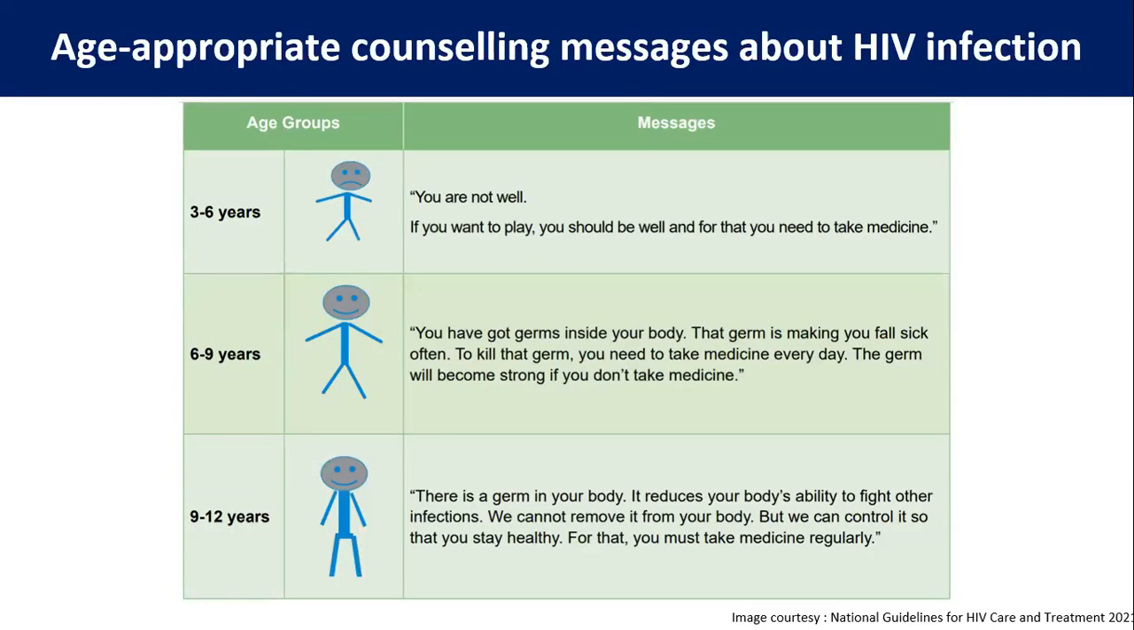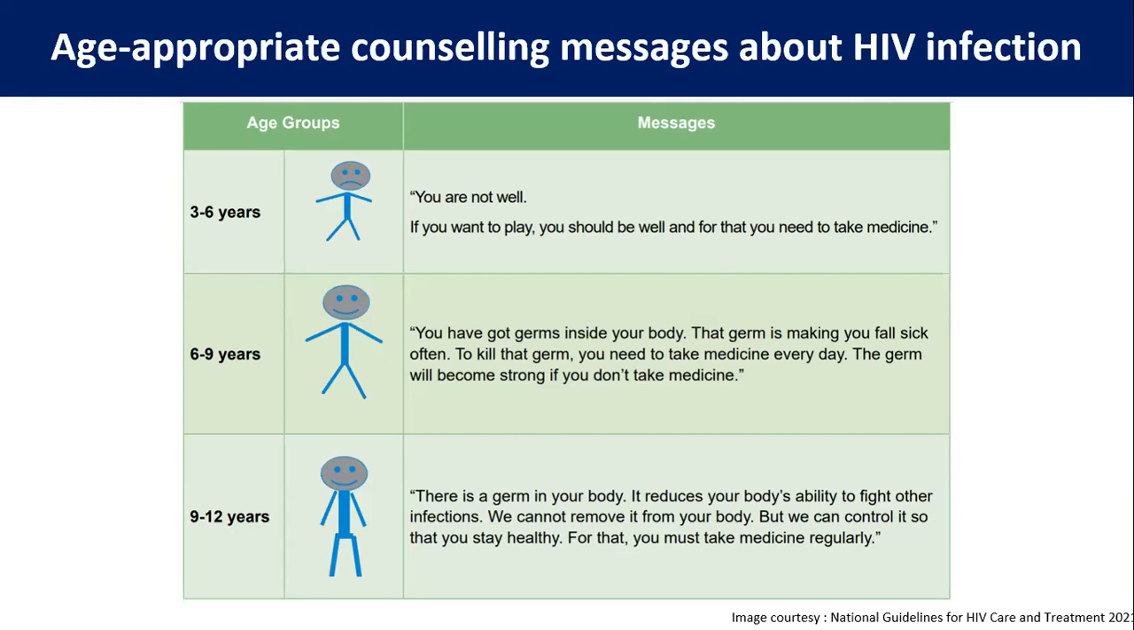So the examples: for 3 to 6 years, you are not well. If you want to play, you should be well. And for that, you need to take medicine. For 6 to 9 years, you have some germs inside your body. The germ is making you fall sick often. To kill that germ, you need to take medicine every day. The germ will become strong if you don't take medicine.